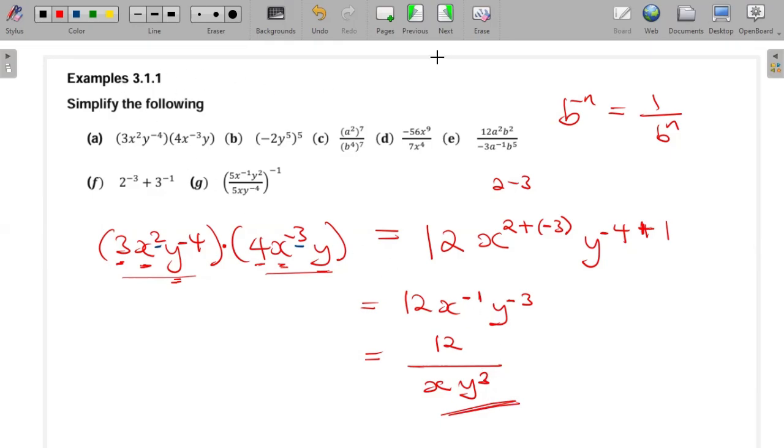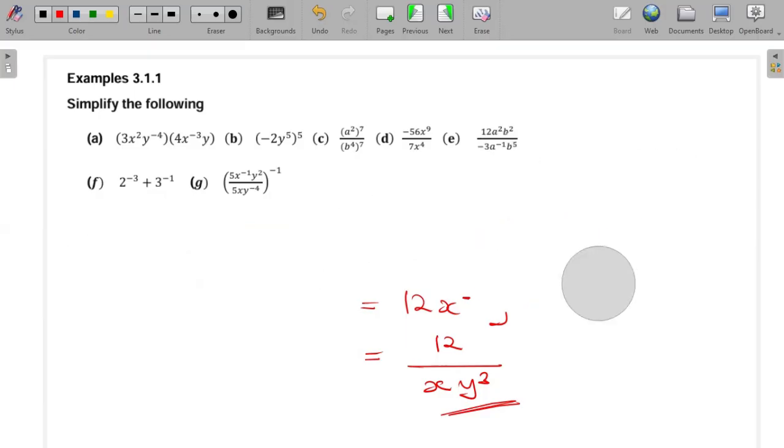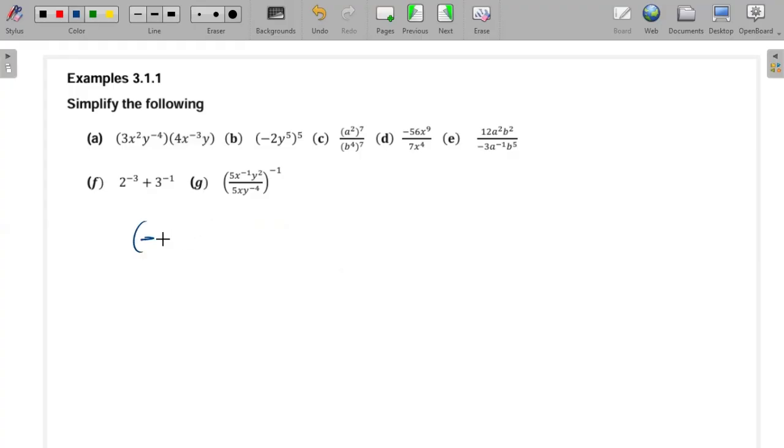Is everybody clear? All right, so let's continue. Let's do B. B here says you have negative 2y to the 5th power, all raised to the power 5. So what do you do now?